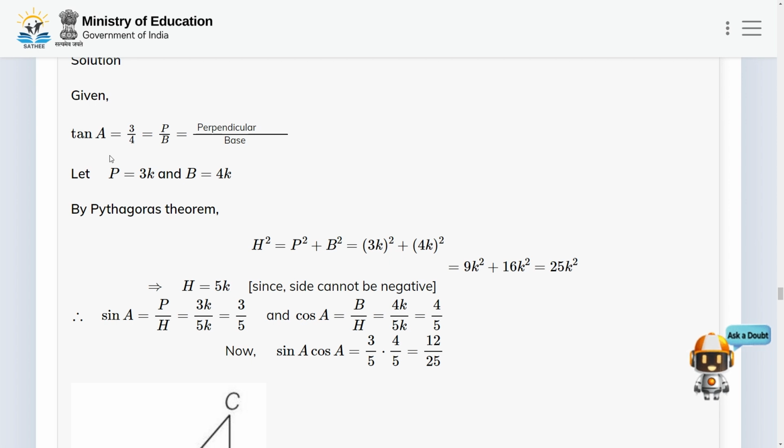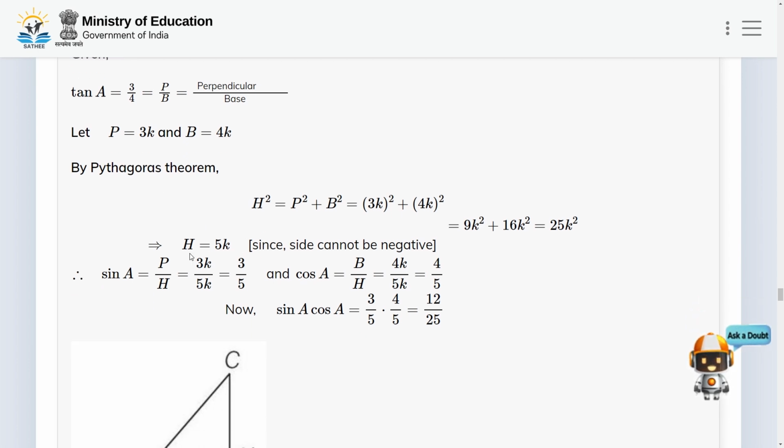So here we can let perpendicular p equal to 3k, and base b equal to 4k. Okay, where k is any positive integer. So now by Pythagoras theorem, hypotenuse square is equal to perpendicular square plus base square. So here the perpendicular is 3k and base is equal to 4k. So hypotenuse square is equal to 3k square plus 4k square, that is equal to 9k square plus 16k square, that is equal to 25k square. Okay, so hypotenuse is equal to 5 times k.